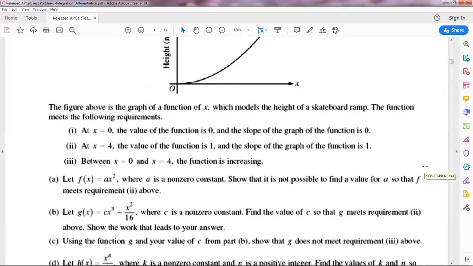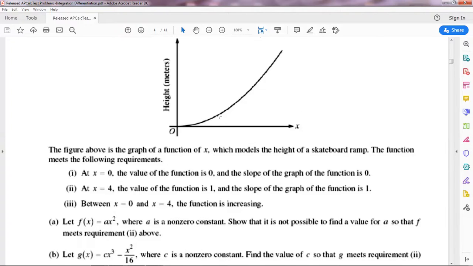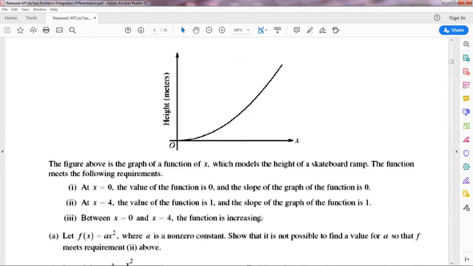So, the figure above is the graph of a function of x, which models the height of a skateboard ramp. The function meets the following requirements. At x equals 0, the value of the function is 0, which is what we see here, correct? And the slope of the graph of the function is 0 at x equals 0. At x equals 4, the value of the function is 1, okay? Well, I don't know where the 4 is, but right somewhere here is the 4.